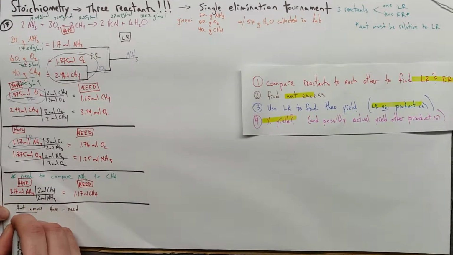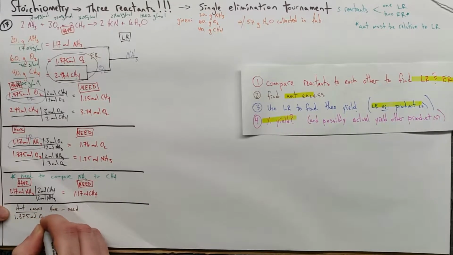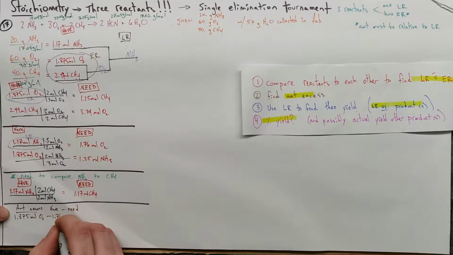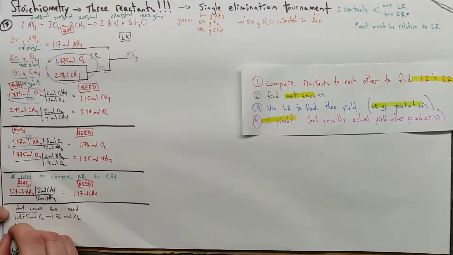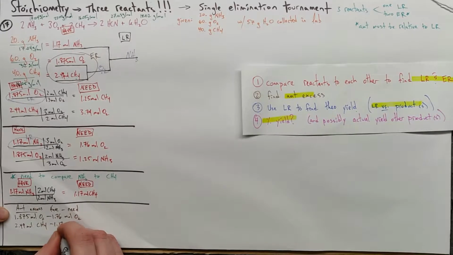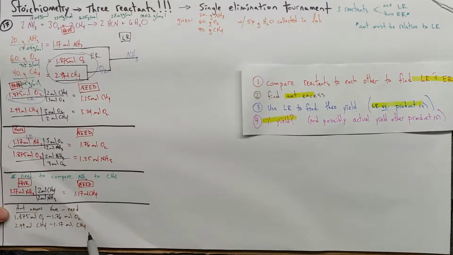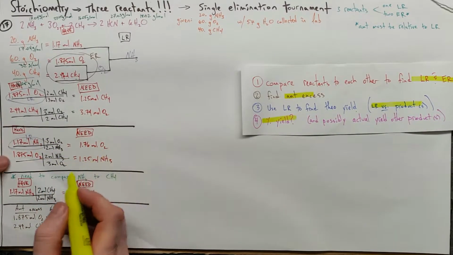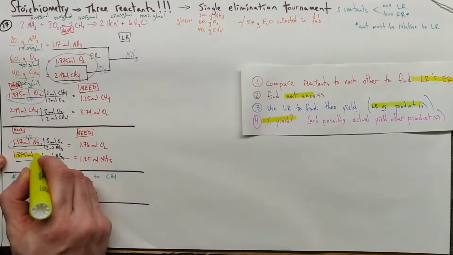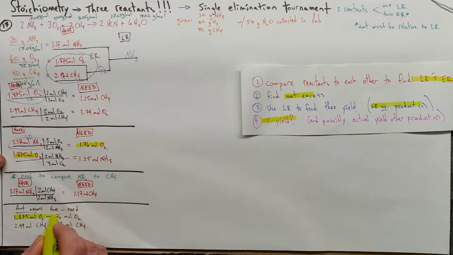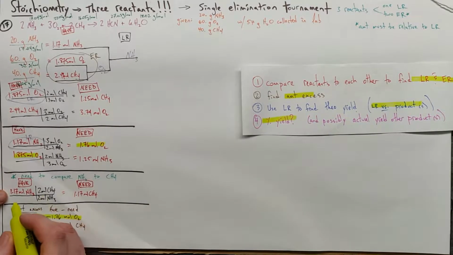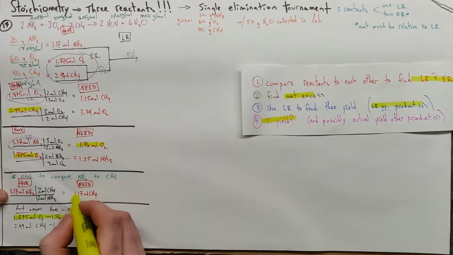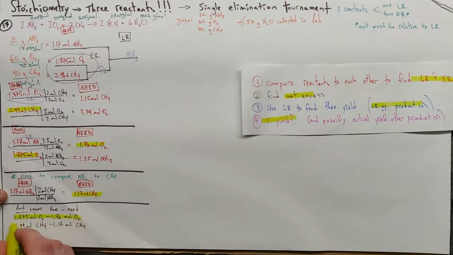So 1.875 moles of oxygen, and I need 1.76 moles of oxygen. All right, and then for our CH4, I have 2.49 moles of CH4, and I need 1.17 moles of CH4. Okay, and the numbers that I chose to do that might be worth identifying. I had 1.875, and I needed 1.76 for the oxygen. I have 2.49 for the methane, and I needed 1.17 for the methane, and that's where these came from.